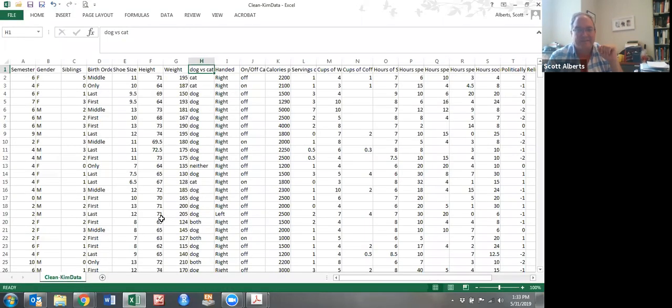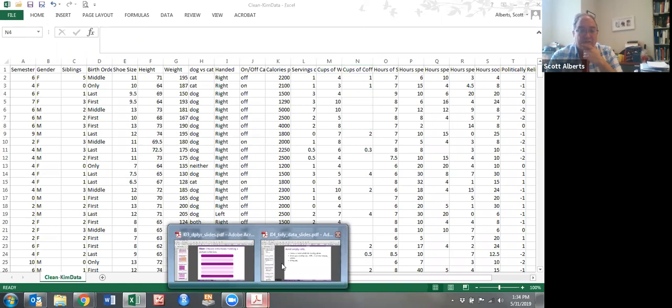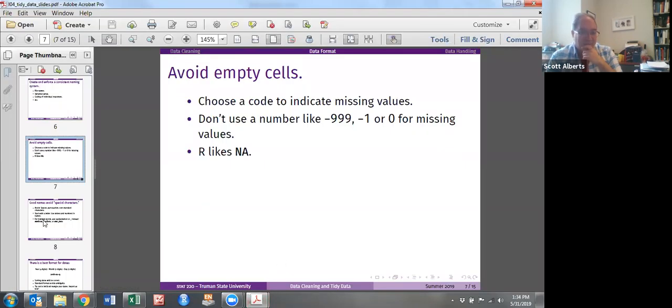Back in this data set from Dr. Kim's class, again, cups of coffee, if it's blank, does that mean it was a 0? Or does that mean the person skipped the question? As it is right now, we just don't know. So anything we can do to minimize that would be good.